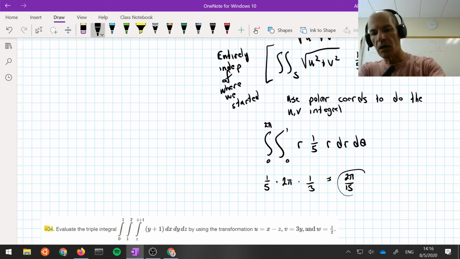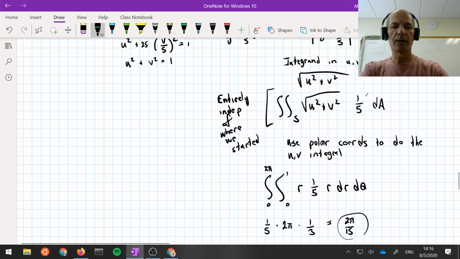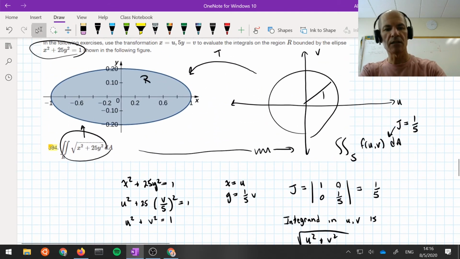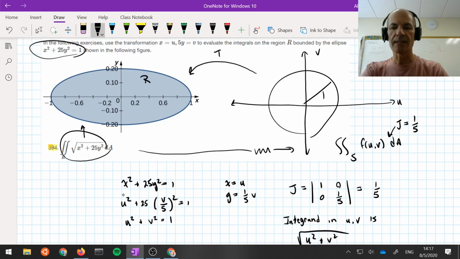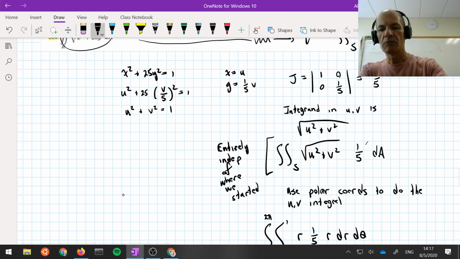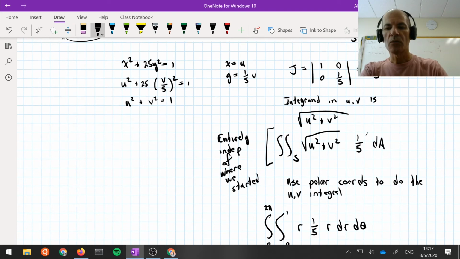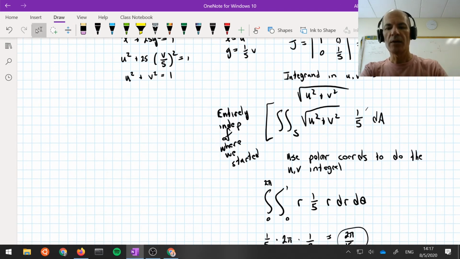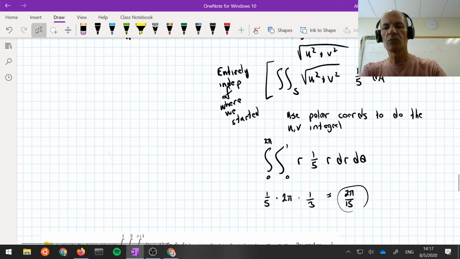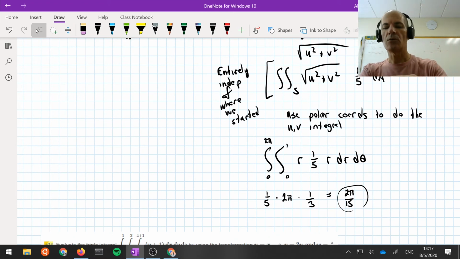It was a long and winding path to get to 2 pi over 15. We started with this integral in the xy plane and this given transformation. We moved over to the uv plane, carefully computing the Jacobian and identifying the pre-image S. And then once we converted to uv coordinates, we decided it's better to do this in polar coordinates, so we did another transformation. We dropped into polar coordinates, which we're more familiar with, and we ended up with a fairly straightforward integral.